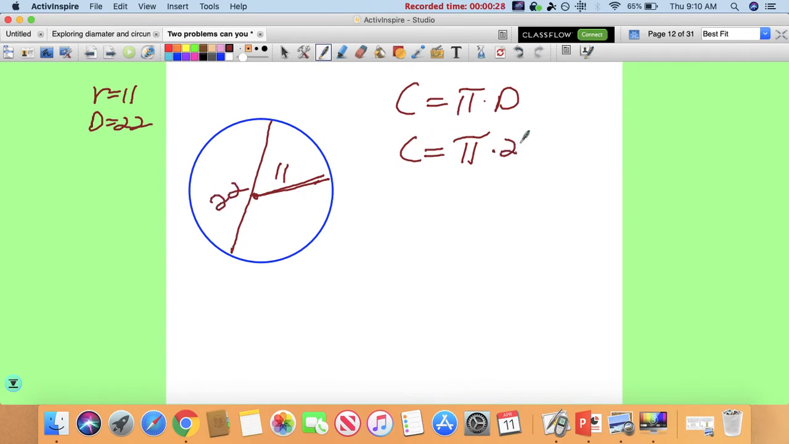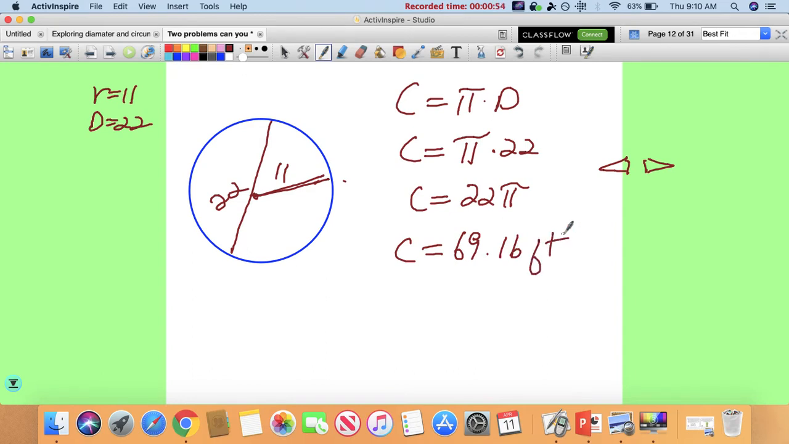So it's times 22. C equals, and then in your calculator you multiply 22 times pi, and you're going to get 22 pi. And if you press the double arrow button, you get C equals 69.16 feet. Is it feet? Yeah, it's feet. Okay. And I'll write feet.